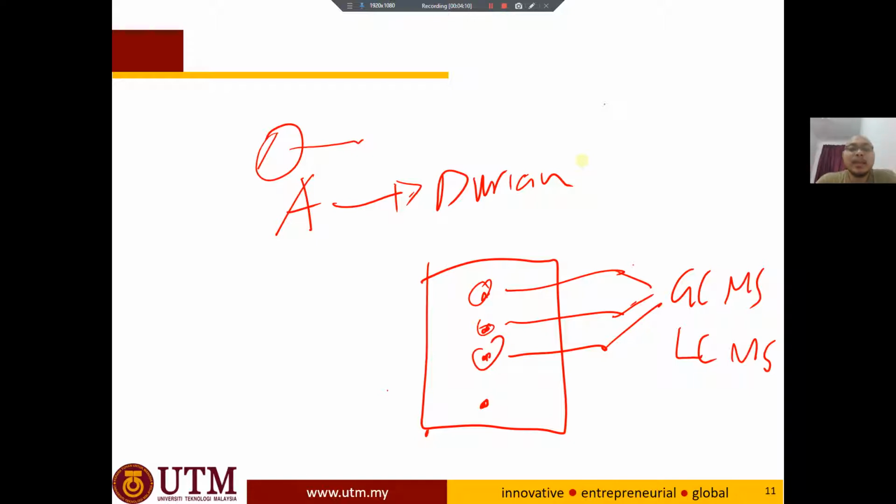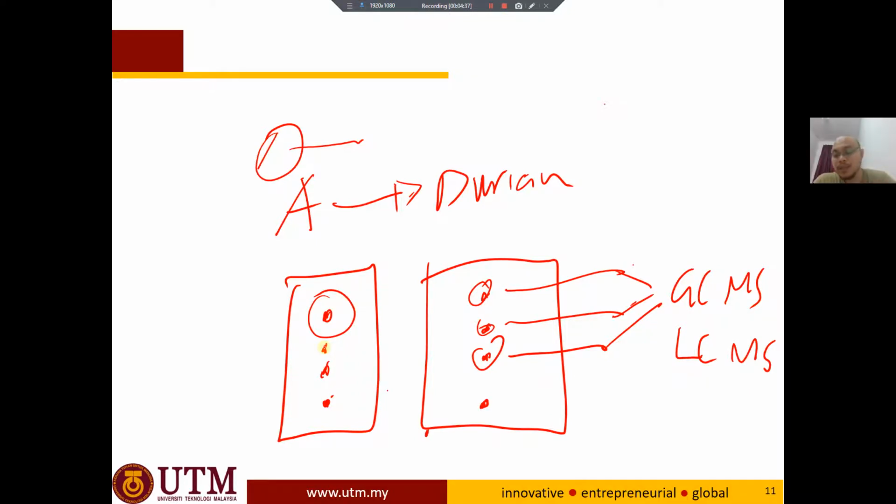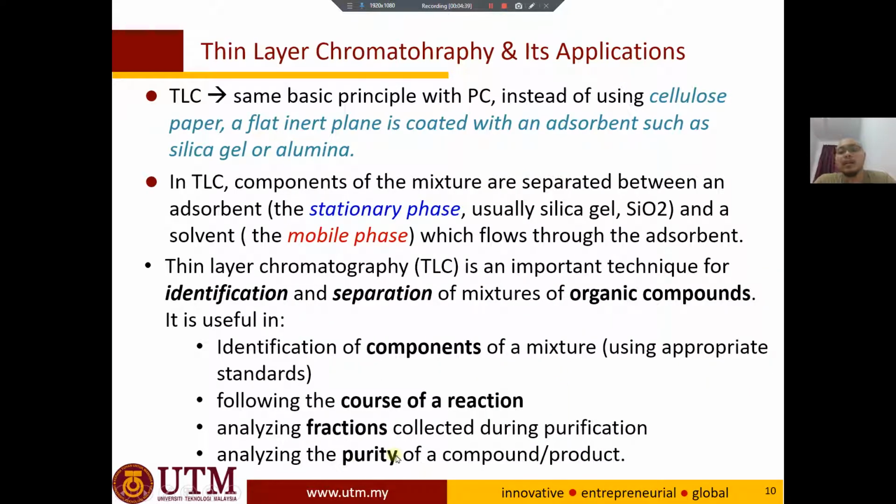So what you can do is put your spot of analysis, and if the spot is spotted by you only one spot, it means that whatever synthesis over here is pure. If you have, for example, several spots, it means that your extraction method has a lot of impurities. It means that your extraction method is not that successful. So that is how we are able to utilize the TLC. So hopefully you will be able to understand.